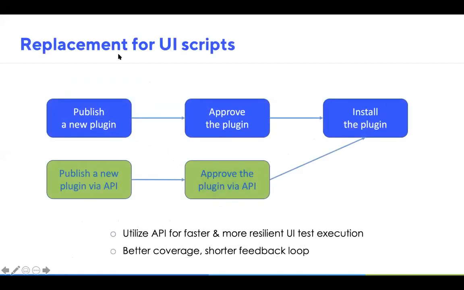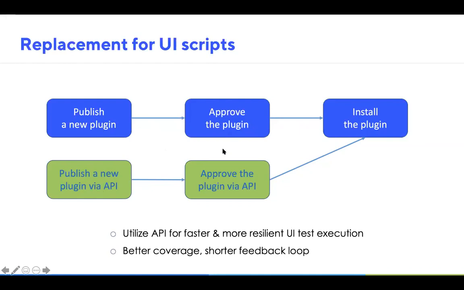Secondly, it's kind of a replacement for UI scripts. Let's say I have a scenario in Katalon Store, which I will introduce to you shortly. You're going to have a test case where you publish a new plugin, and then an admin approves your plugin, and you go there and install the plugin to use. This is a very long UI script with a lot of interaction, and one way that you can deal with that is to create an API to publish the plugin and an API to approve the plugin.